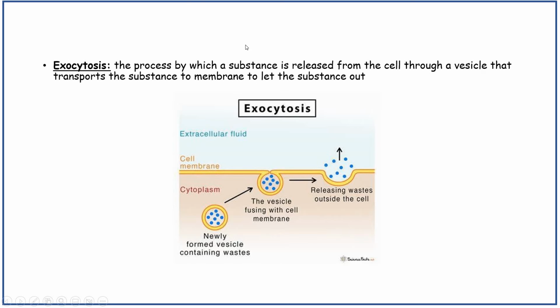Exocytosis is a process by which a substance is released from the cell through a vesicle that transports the substance to the membrane to let the substance out. So it's where substances exit the cell.